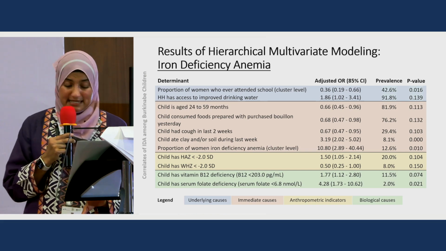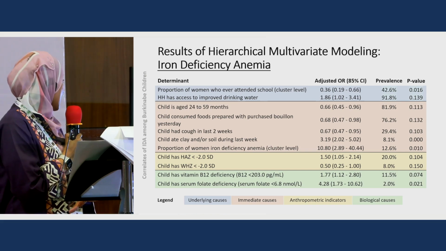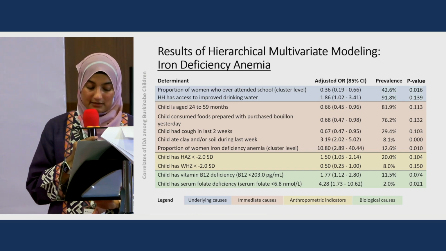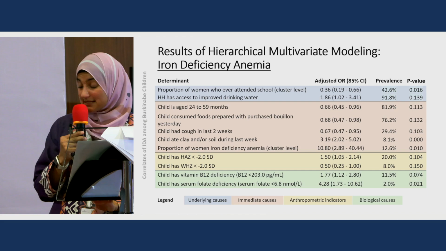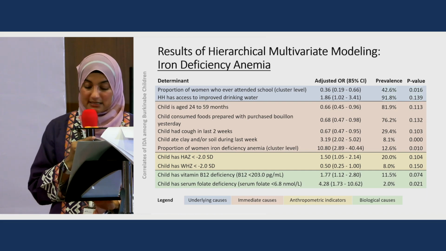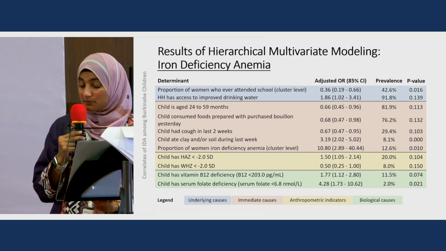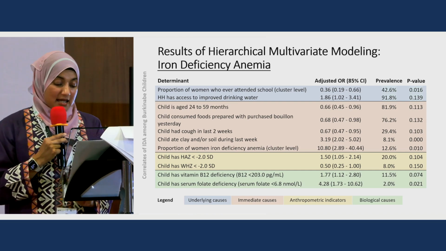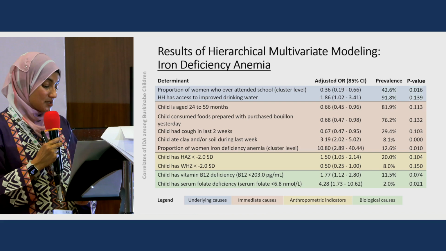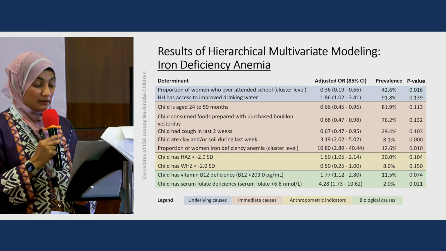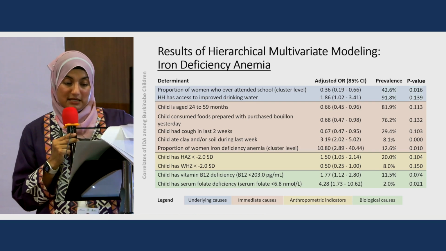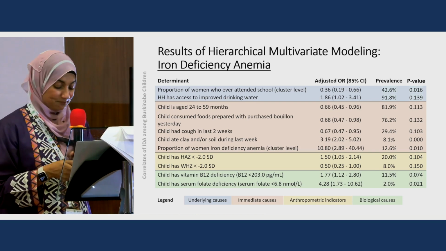And once again, we see that history of illness, in this case, having had cough in the past 2 weeks, is protective against IDA, as was wasting. While pica practices, once again, the maternal burden of iron deficiency anemia, having stunting, and B12 and serum folate deficiencies were all associated with higher odds of having IDA or iron deficiency anemia in children.